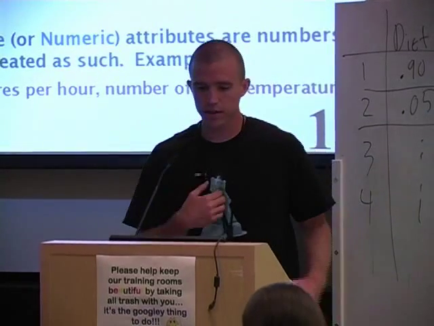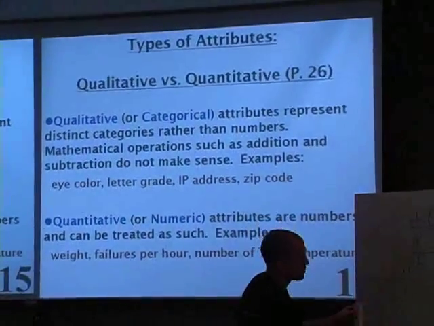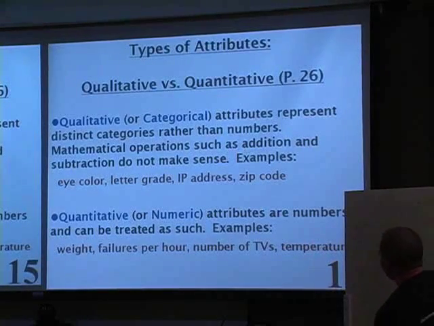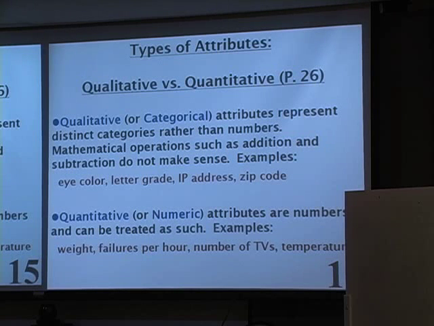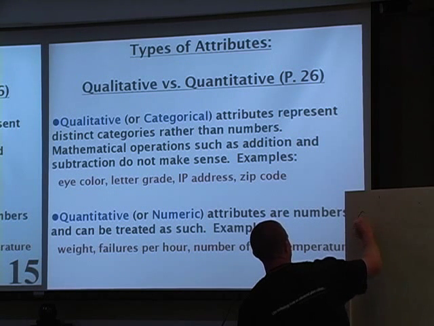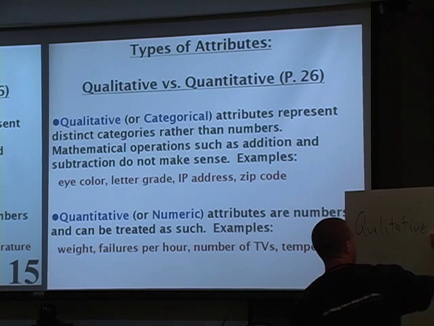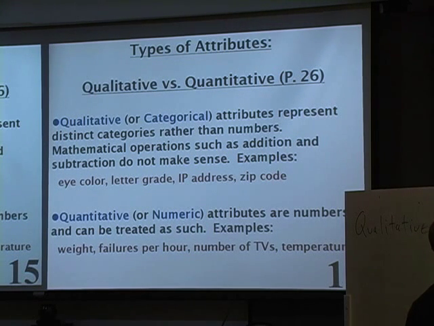Okay, so the next thing to talk about with attributes is whether it's qualitative versus quantitative. You've probably heard this before, it's the distinction between categorical and numerical. I prefer the textbook's words, qualitative and quantitative. This is not that deep, and you probably understand it just from the words. Categorical, what your book calls qualitative, basically, these are categories, not numbers, okay? Let me just call this categories.